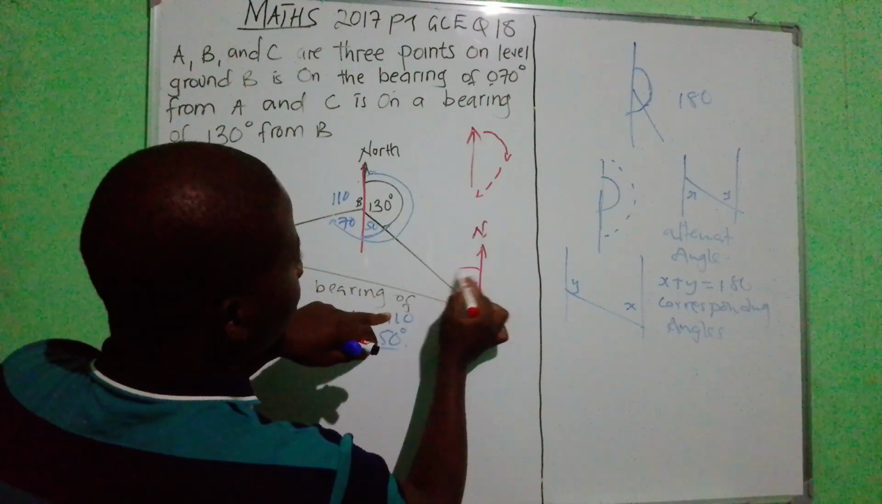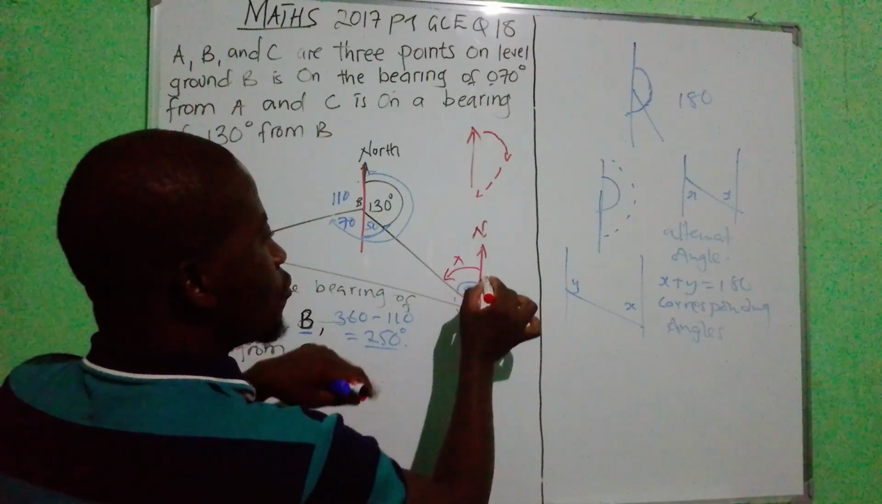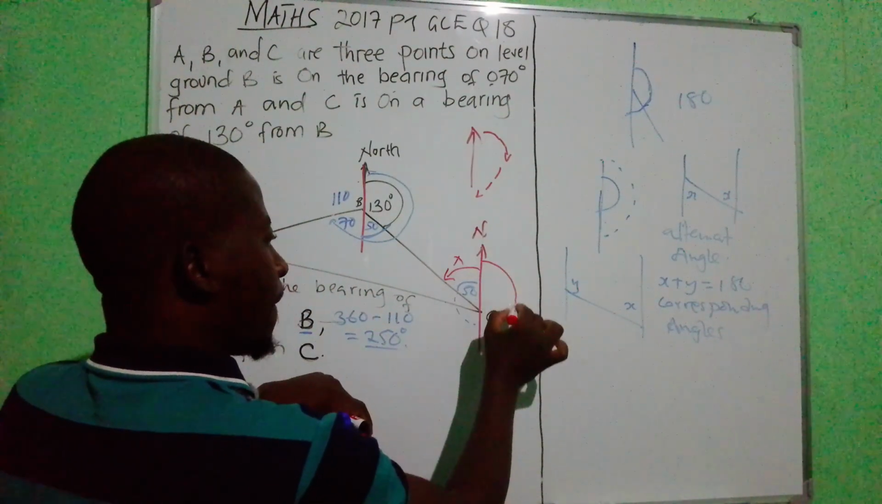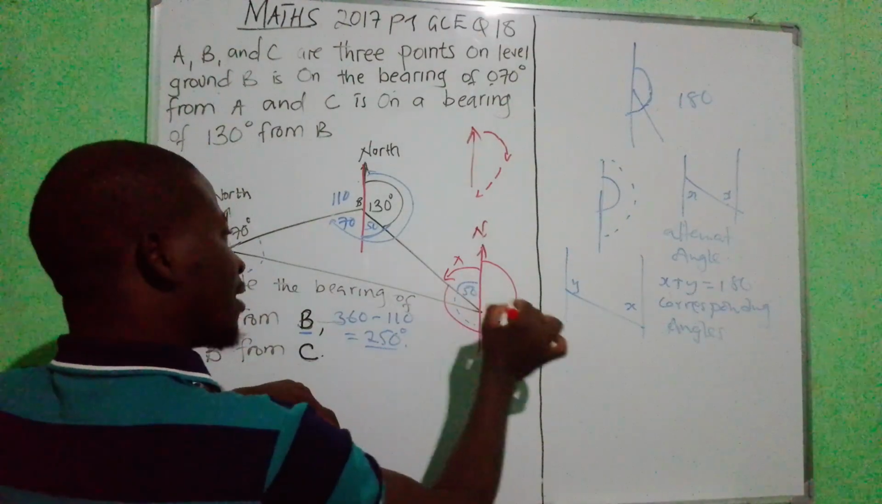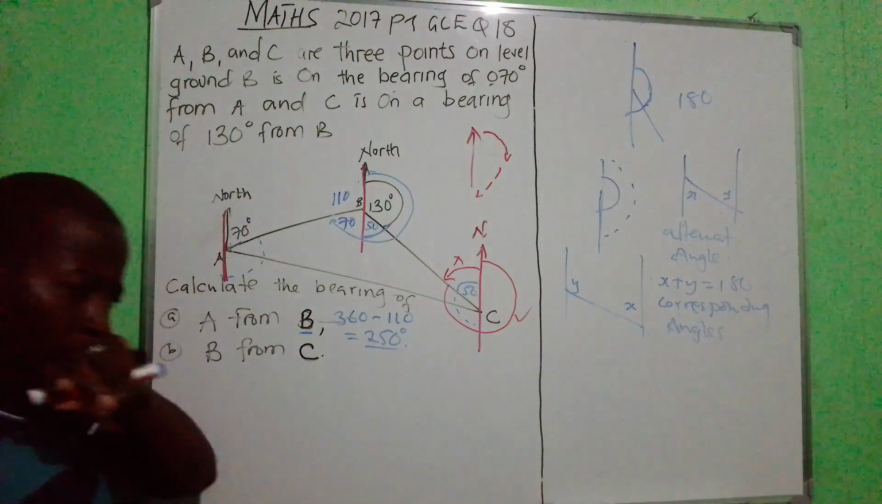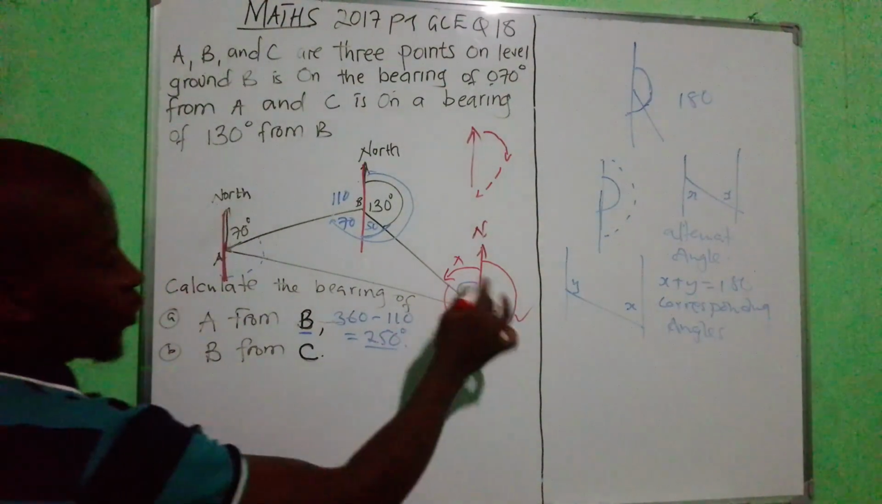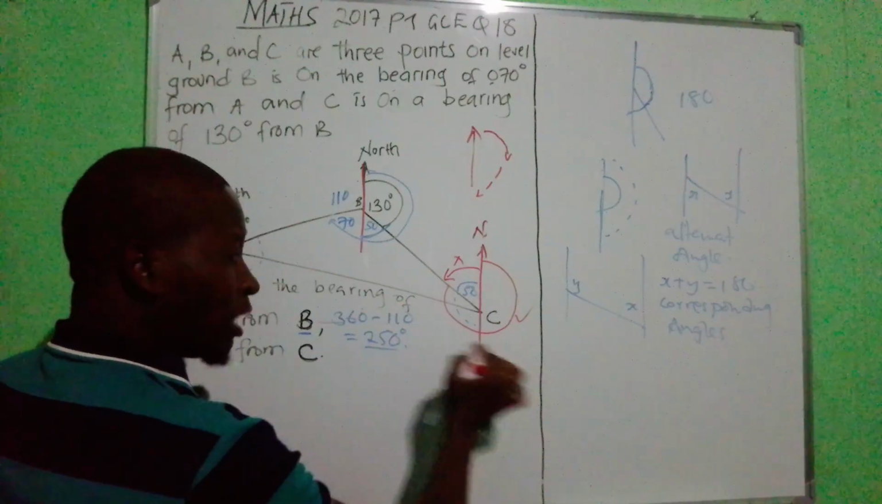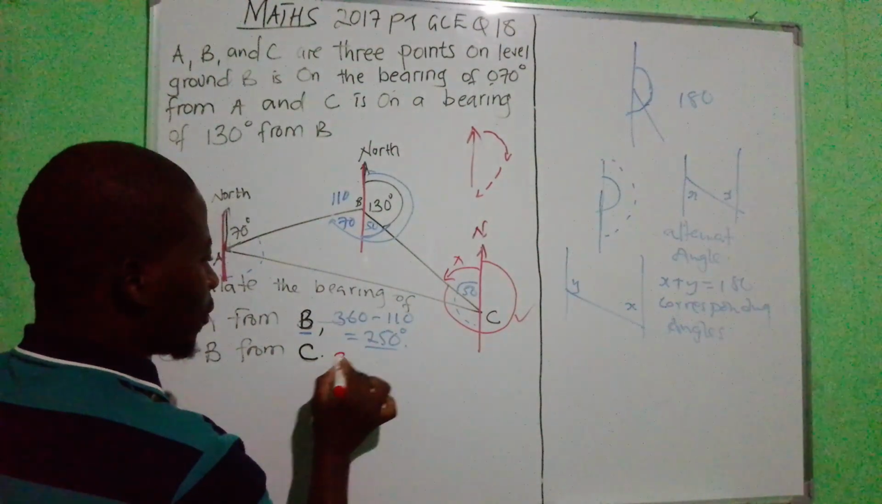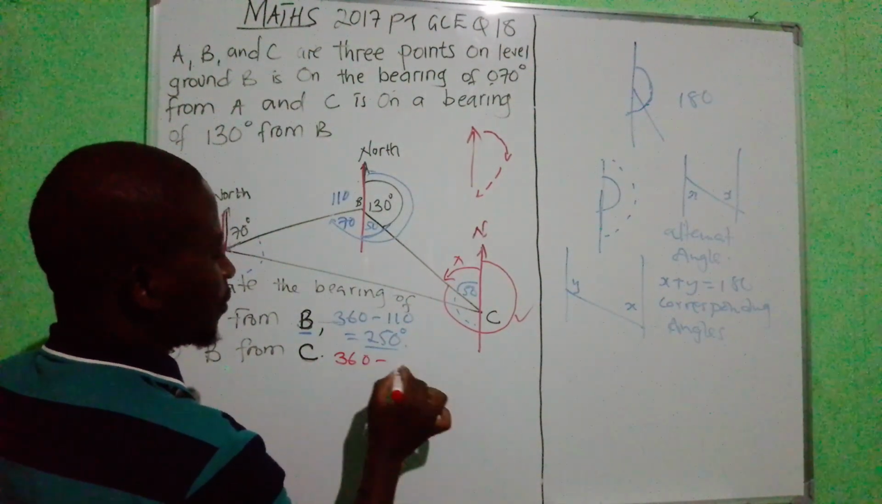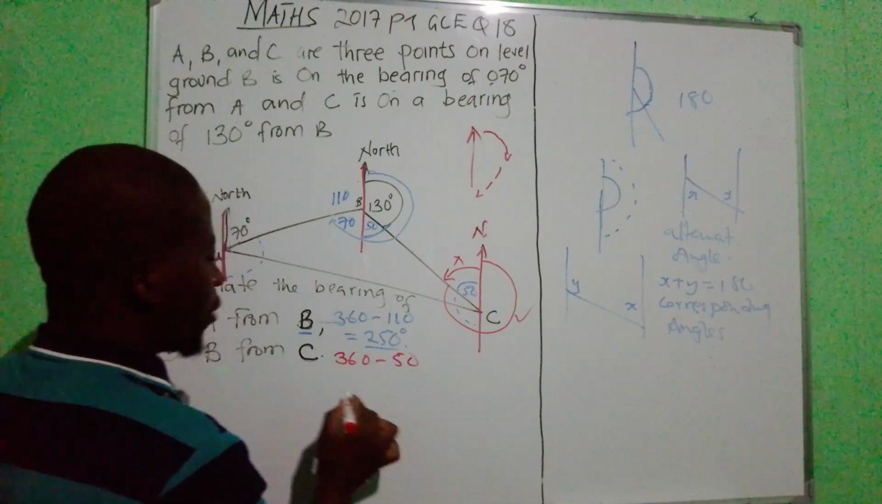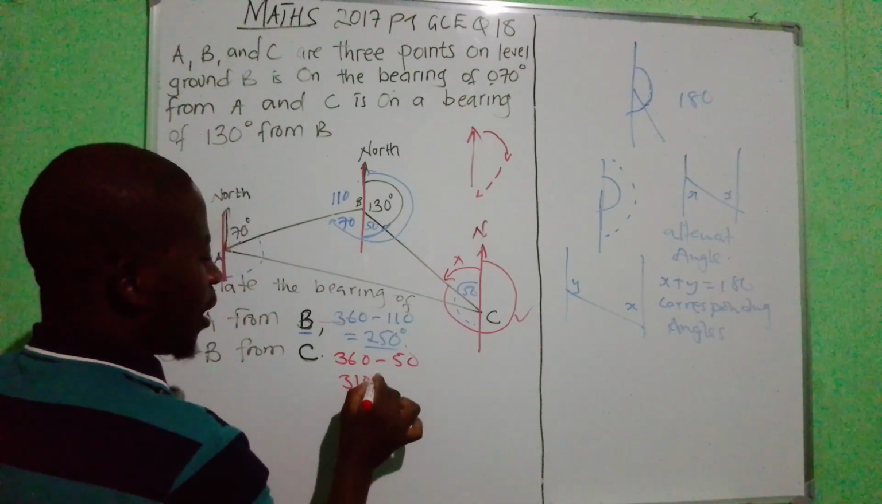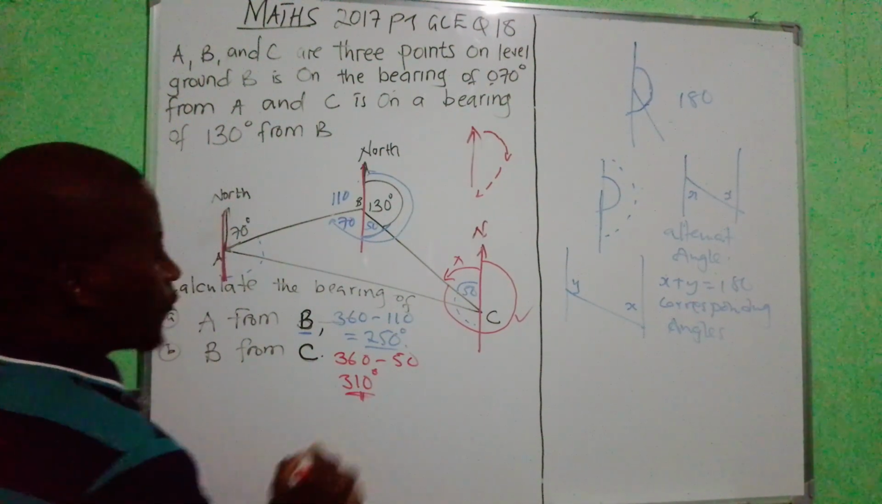But you don't move in this direction. No, you move in this direction until you meet this line. This is the right way. So meaning we also do the same from the whole circle. We subtract 50 from 360, then we have 310 as the angle we are looking for under bearing.